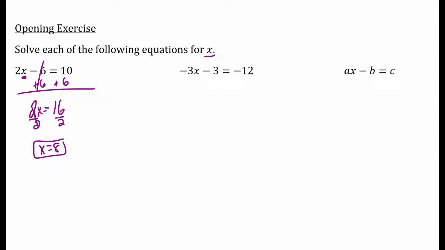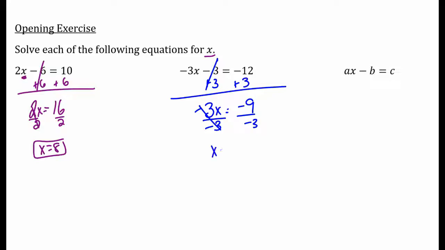Not bad. So I have negative 3x minus 3 equals negative 12. So this has the same structure as that one, so let me add 3 to both sides. Those add to 0, and I end up with negative 3x equals negative 9. Well, I don't care about negative 3 times x. I'm going to divide by negative 3, and I get x equals positive 3.